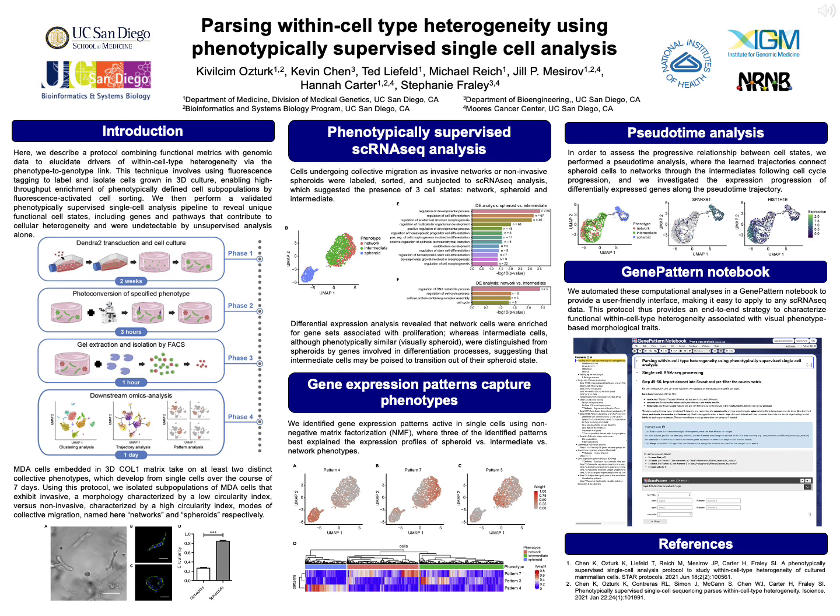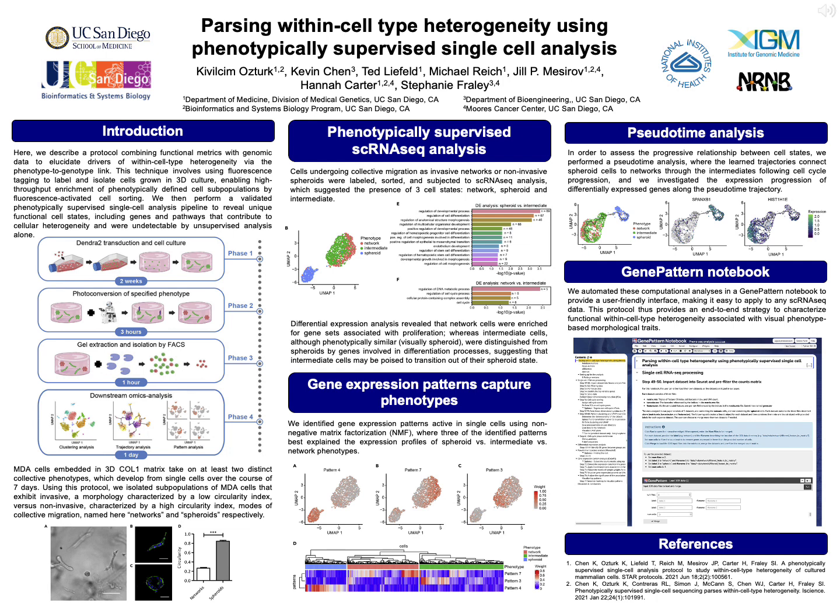This technique involves using fluorescence tagging to label and isolate cells grown in 3D culture, enabling high-throughput enrichment of phenotypically defined cell subpopulations by fluorescence-activated cell sorting. We then perform a validated phenotypically supervised single-cell analysis pipeline to reveal unique functional cell states, including genes and pathways that contribute to cellular heterogeneity and were undetectable by unsupervised analysis alone.